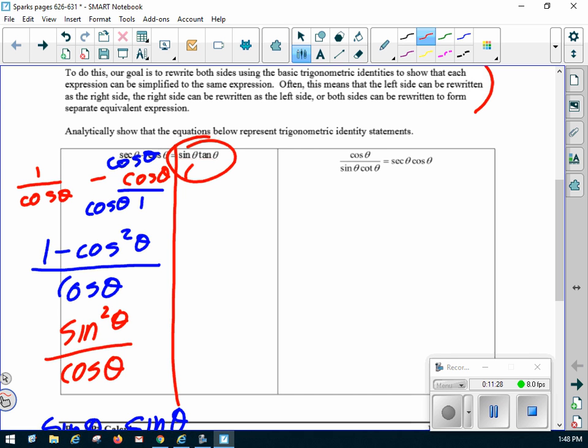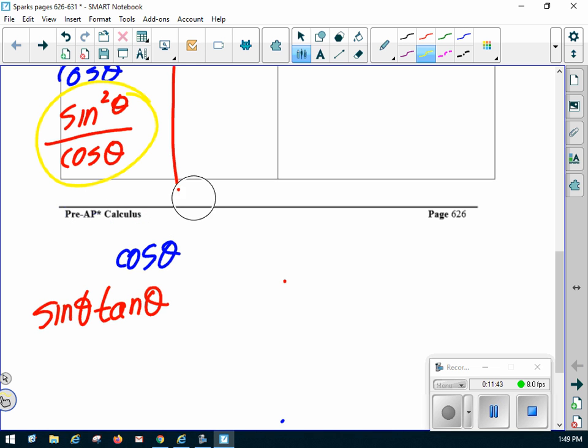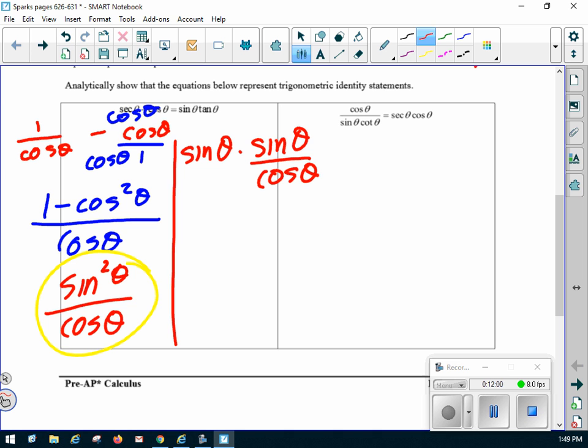Now, for those of you who are watching the video, if I had said I'm going to stop right here and go work on the other side and see if I can make the other side look like that, keeping in mind where we're trying to go, then we'd say, well, sine theta times tangent theta is sine theta times sine theta over cosine theta, right? Which is sine squared theta over cosine theta. Look at there. Same thing. So you can do it either way.